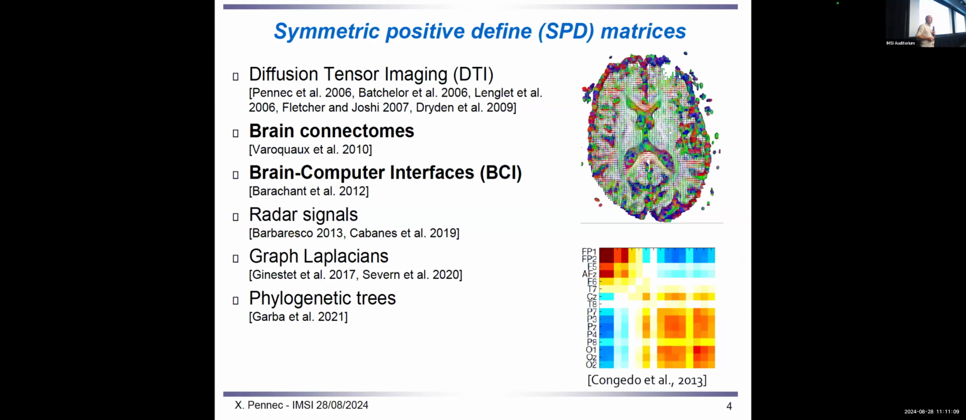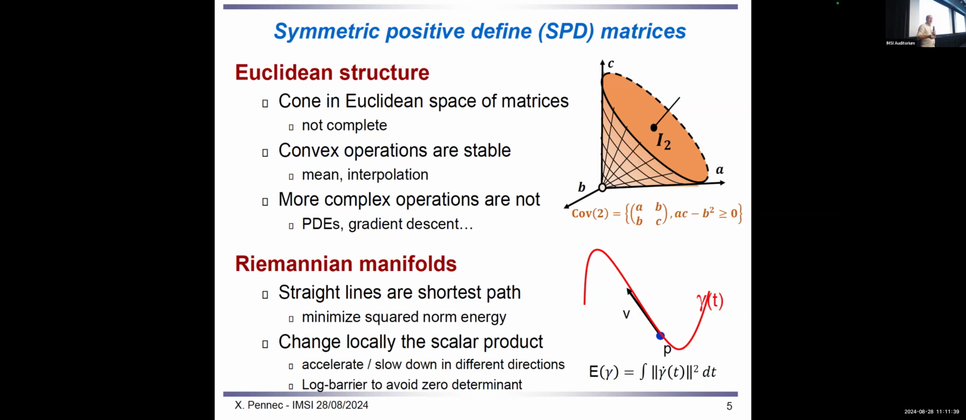So for this talk, I want to focus on symmetric positive definite matrices, SPD matrices. So I personally worked on them for diffusion tensor imaging. We did quite a lot of work for estimating and regularizing these images, but these are also features or data spaces that are used for brain connectomes and brain-computer interfaces. Here it was shown that changing the metric can have quite an effect.